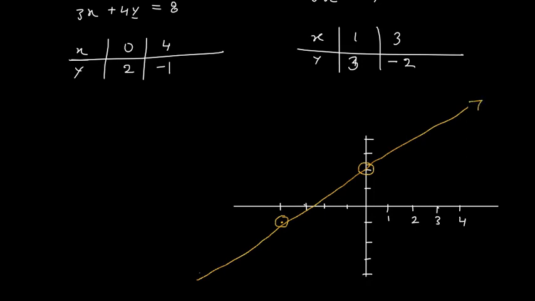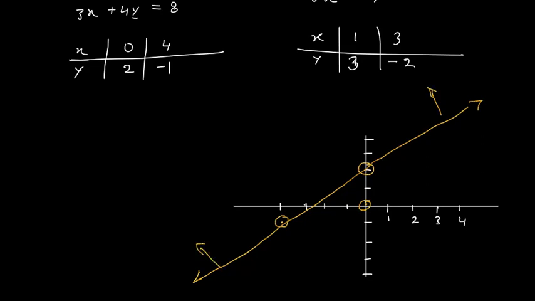Now 3x plus 4y greater than or equal to 8. If I put x and y as 0 0, then I will get 0, which is not greater than 8. So the origin will not lie in the solution. So I will shade this outer side as the solution.